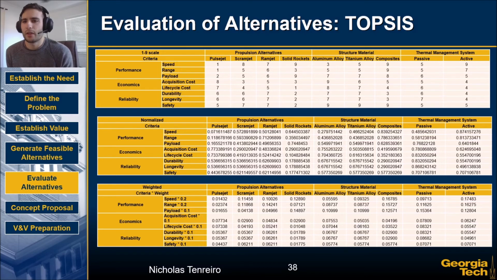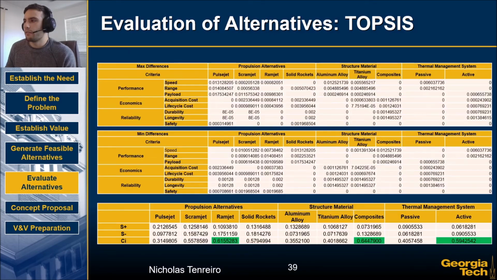So each of these was evaluated with a certain number, and then in the second table we can see that those numbers were normalized, and then in the third table they were weighted. So we weighted speed and range as the number one. Basically, they were twice as important as the rest of the evaluation criteria, and this is just because those are really the most important, and they need to be met for the requirements to be met and for this entire system to make sense.